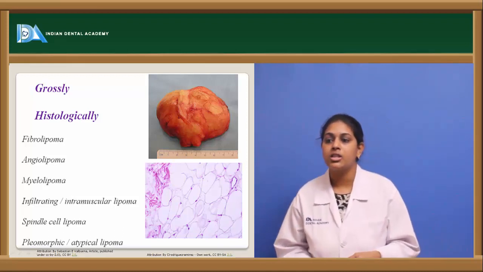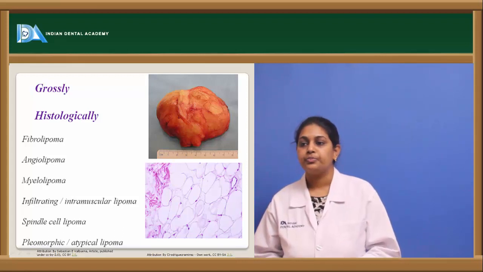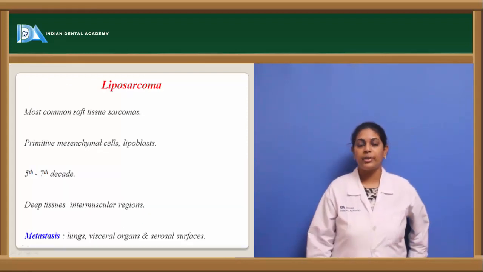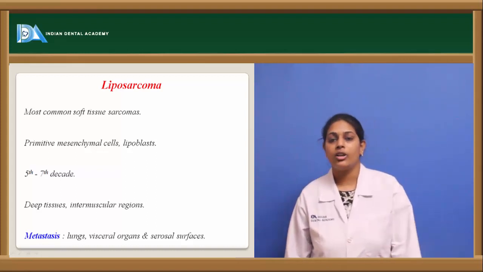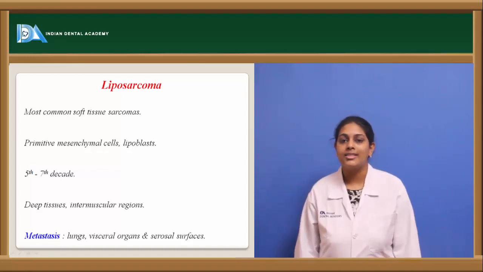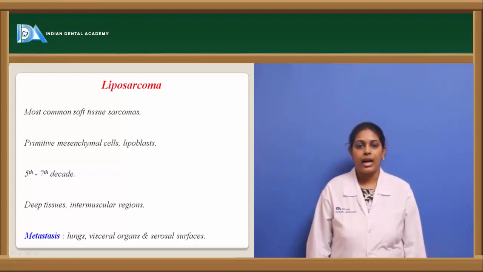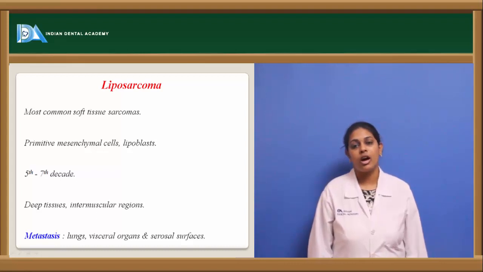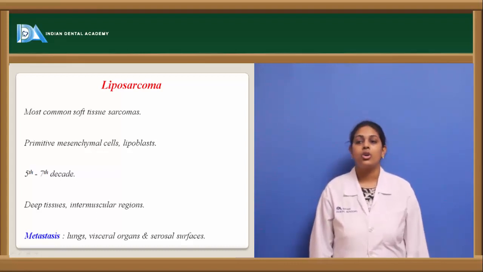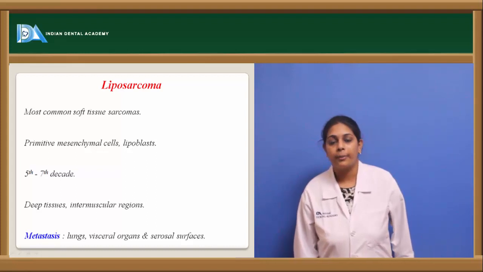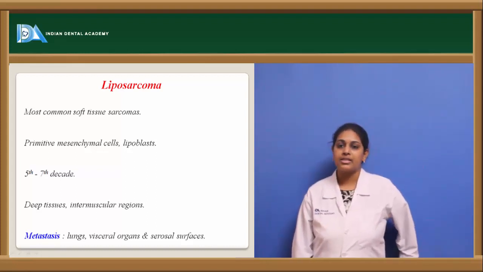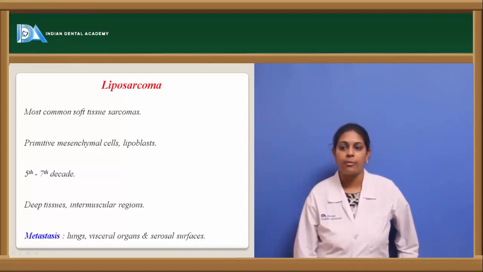And other than that, we also see certain muscle tissue involvement here in this histopathological picture. This is about lipoma. Coming to liposarcoma, already said that only less than 1% of the lipomas might transform into liposarcoma, and if it is a sarcoma, then it is the most common type of soft tissue sarcoma, showing origin from the primitive mesenchymal cells or from the lipoblast cells, and people from the 5th to 7th decade of age group are most commonly involved.